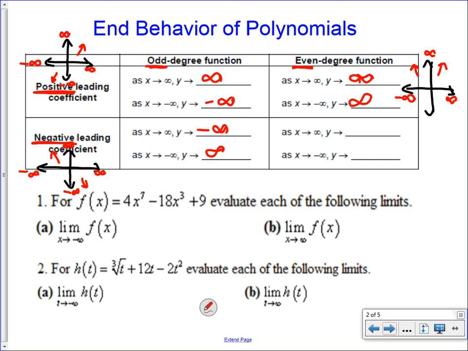Now, if the leading coefficient is negative, that's just going to flip that graph over the x-axis. So now both ends are going to be down.